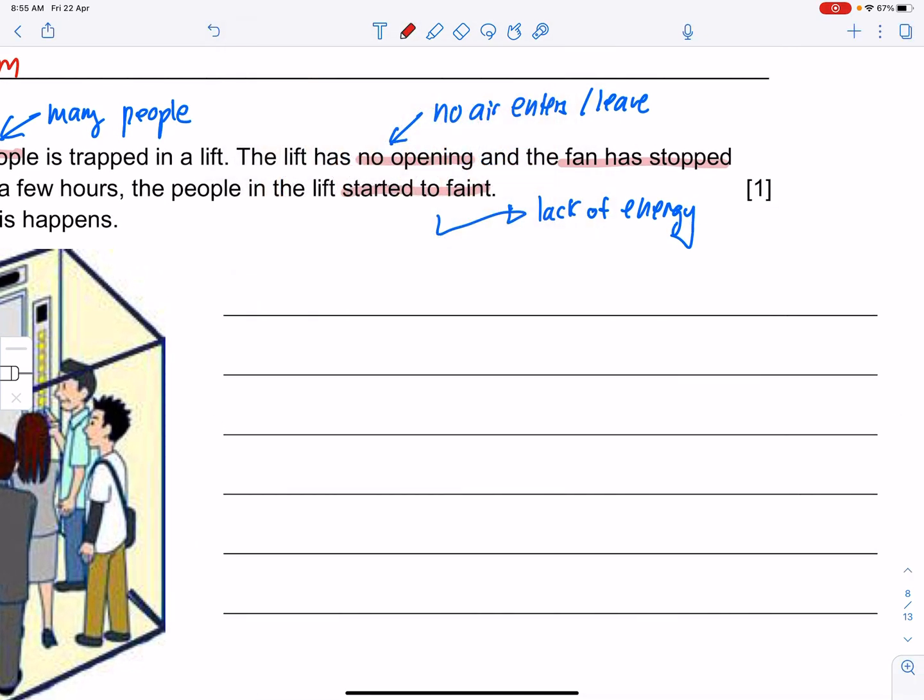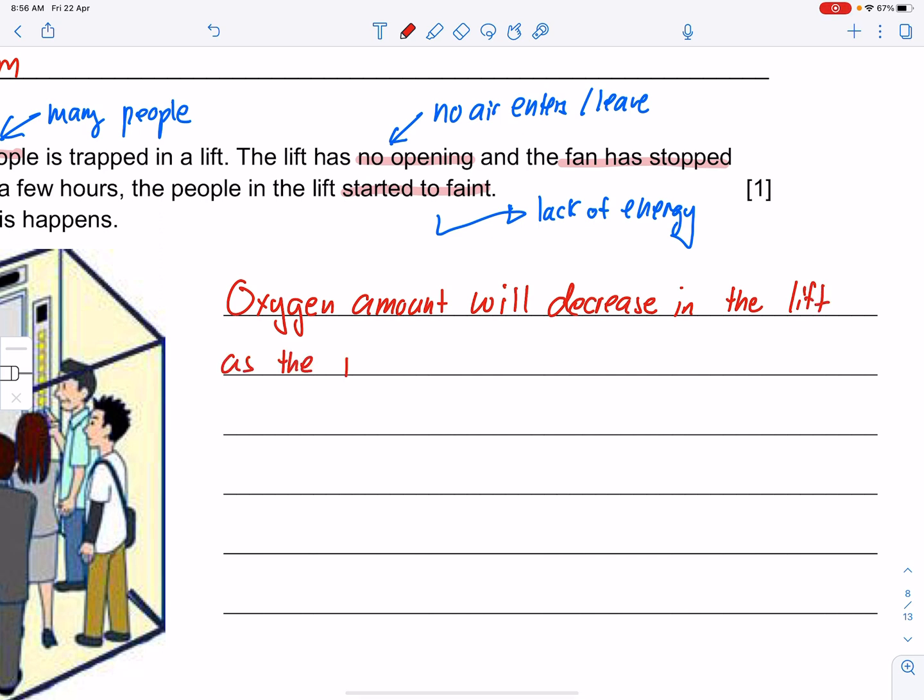So first point, oxygen levels or amount will decrease in the lift as the people will take in oxygen for respiration. So you must explain why oxygen is being used up.